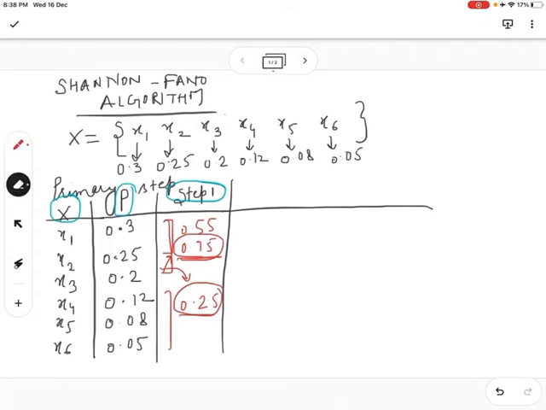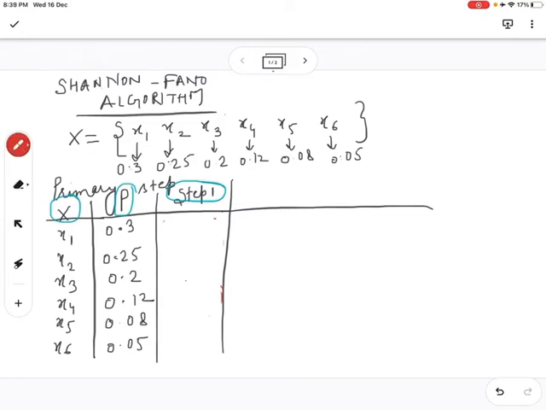Okay, so now what will happen? See, now if I add in this sequence, then what is going to happen? If I add 0.3 and 0.25, it will become 0.55. If I add 0.2 plus 0.12 plus 0.08 plus 0.05, it will become 0.45. Now these two sums, these two probabilities, are almost equal.